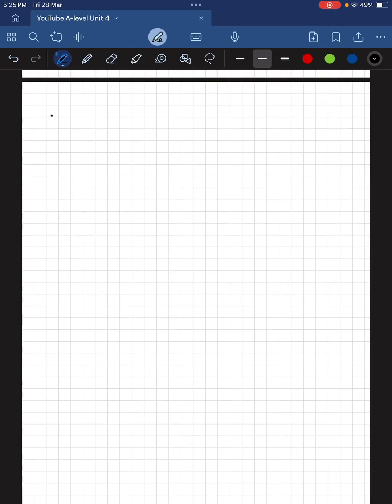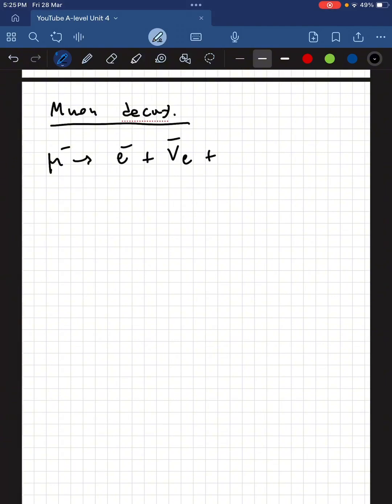The last topic in this chapter is the muon decay. So we saw earlier that the muon can decay into an electron plus an electron antineutrino plus a muon neutrino, and the anti-muon, the positively charged muon, can decay into a positron plus an electron neutrino plus a muon antineutrino. All numbers are conserved, charge, lepton number, etc. So we're not going to deal with that in this topic.